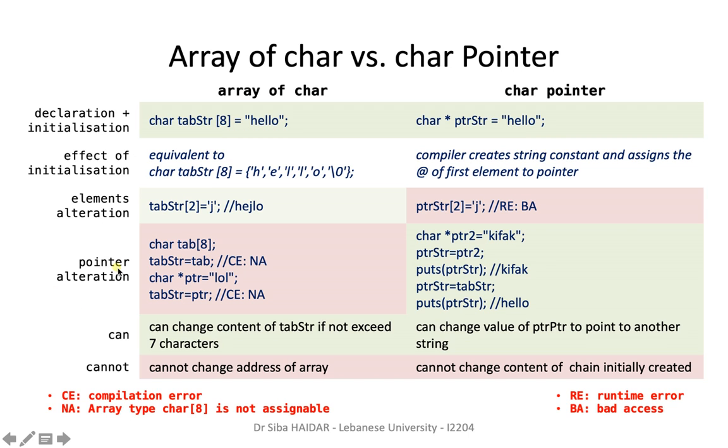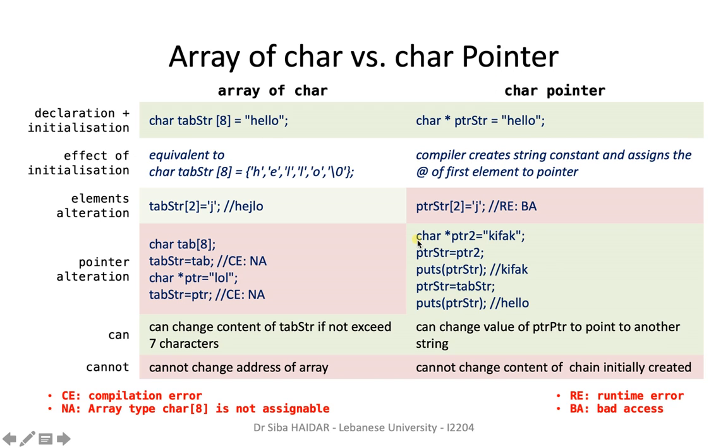If we compare the pointer alteration for the array of characters, of course you cannot change the pointer. For example, you declare another array of 8 characters and you try to assign this other array to your array tab str. This will not work. And even with a char star, this is not possible either. However, the pointer alteration of a char pointer is permitted, and you can easily change where ptr str points to.